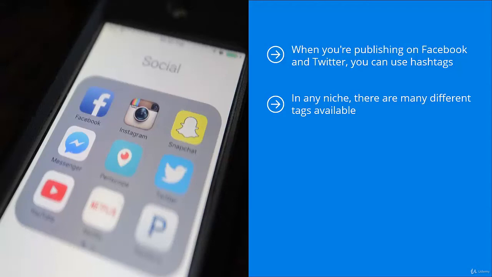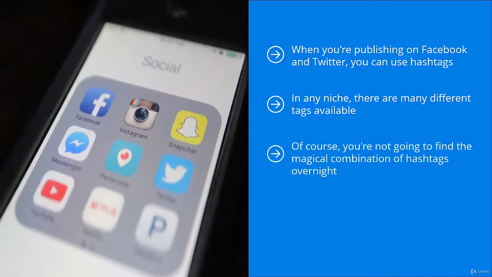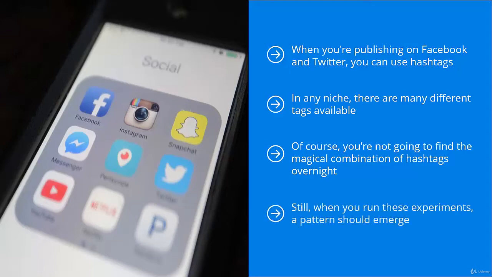Experiment with these. See which tags get the most attention from the social media platform you're sharing a piece of content on. Of course, you're not going to find the magical combination of hashtags overnight. That's not going to happen. This is one of those things that you're going to have to find out by doing it over a long period of time. Still, when you run these experiments, a pattern should emerge.